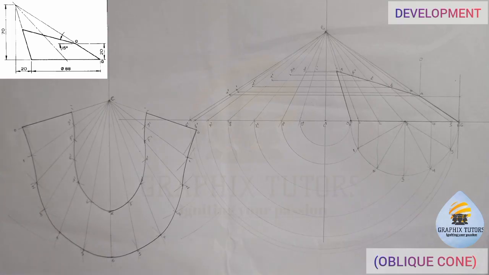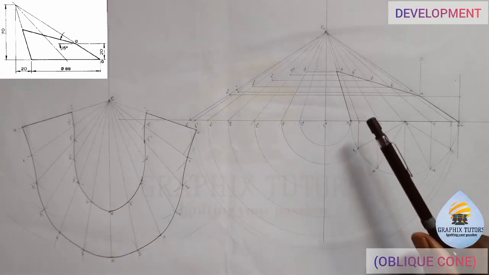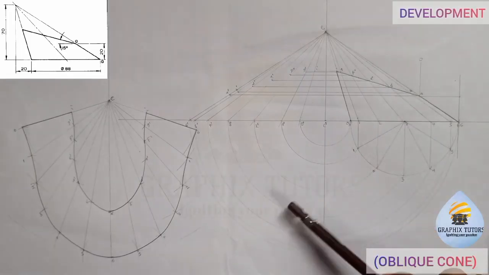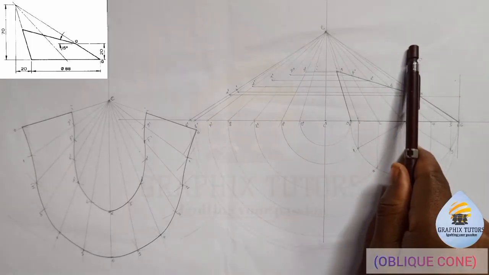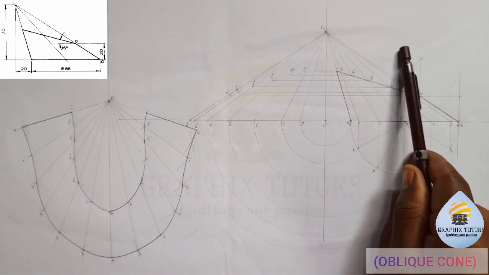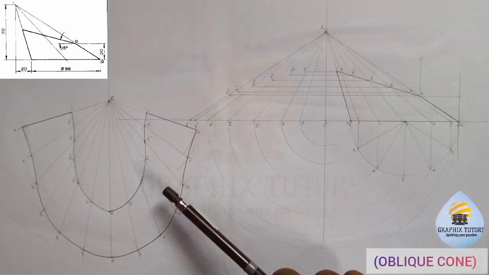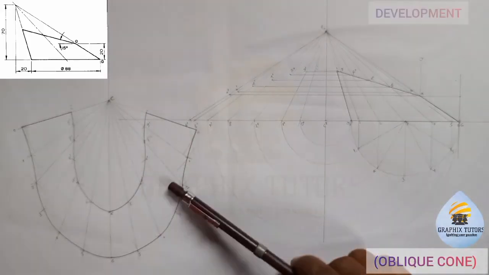That will be the development of this figure here. And if you want to watch our previous video on how you develop a cone, but that is not truncated, you can actually click on the link at the top right corner of the screen here, and it will take you to where you can view another video on the oblique cone, right?